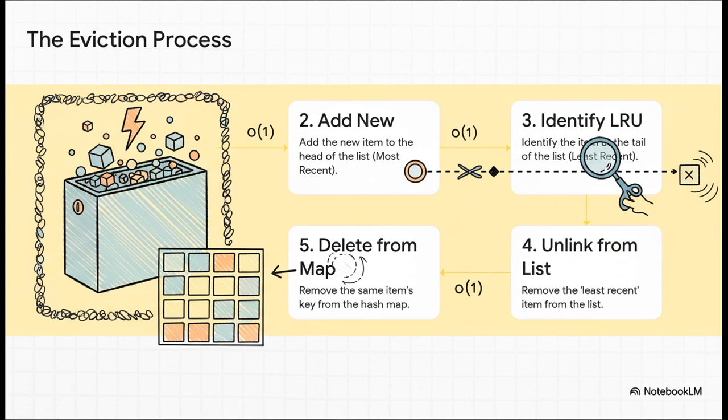And then steps 4 and 5 are just cleanup. We remove that poor item from the list, and then we remove its key from the hash map so we can't find it anymore. See? The two data structures working in perfect sync.